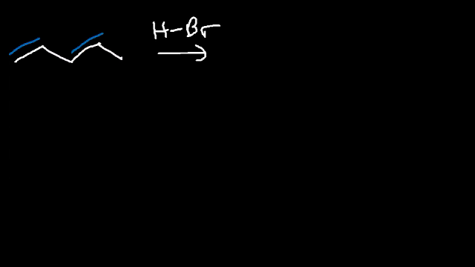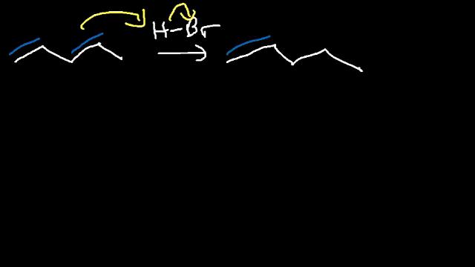So now let's try a mechanism with an unsymmetrical system. We can react any one of the two double bonds with HBr. So let's start with the first one, the one that's closest to us. The hydrogen is going to go on one of these two carbon atoms, but it's going to go on the side that's furthest away from the other double bond, so that the plus charge could be right next to it.